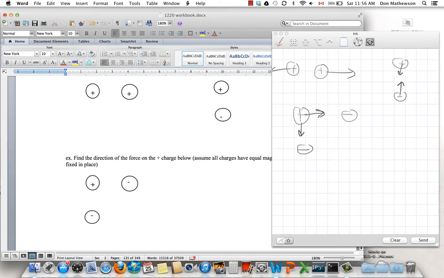If all the charges have equal magnitude, then this force and this force will be the same, and you'll end up with a resultant that's in this direction, which is just the vector sum of those two. And it's a 1, 1, root 2 triangle, so it will be root 2 or 1.41 times greater than those two forces.